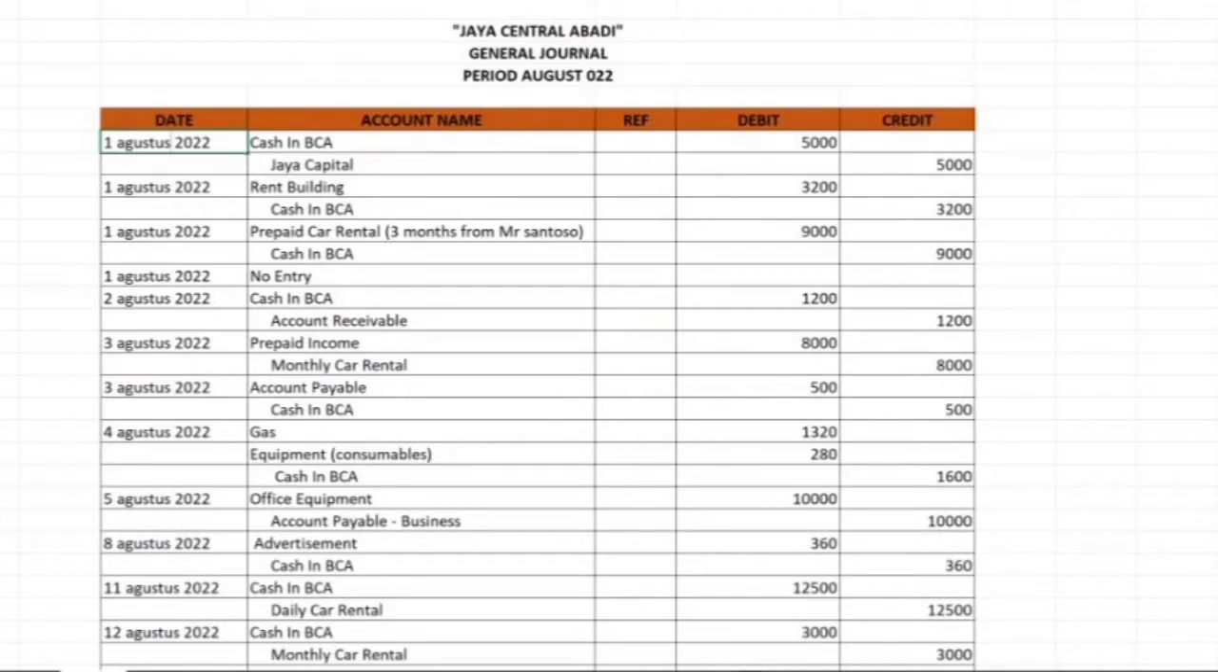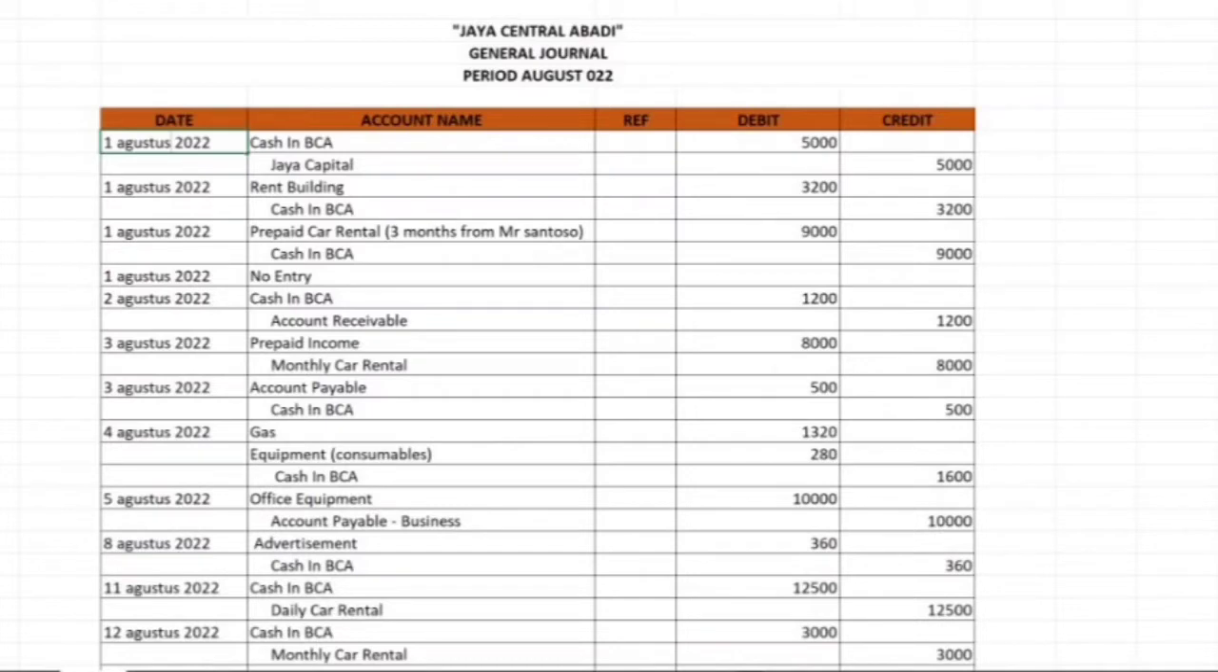Number 3, pay for the rental car that will be rented back, then the cash decreases on the credit side by 9,000 and increases on the debit side by 9,000. Number 4, no increase and no decrease or income because it does not make money or pay something.